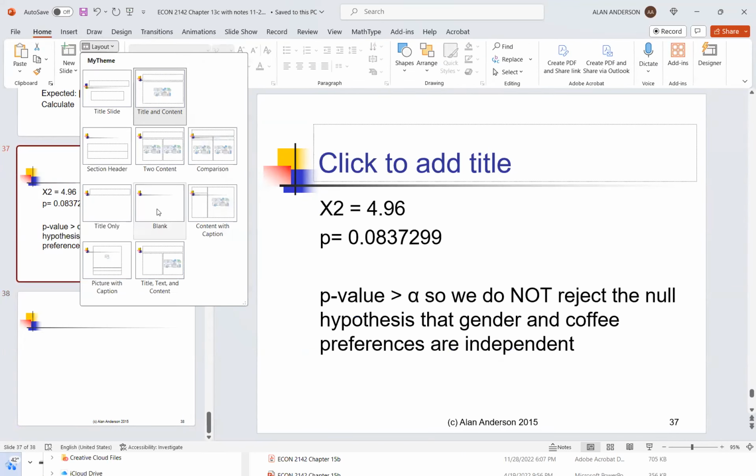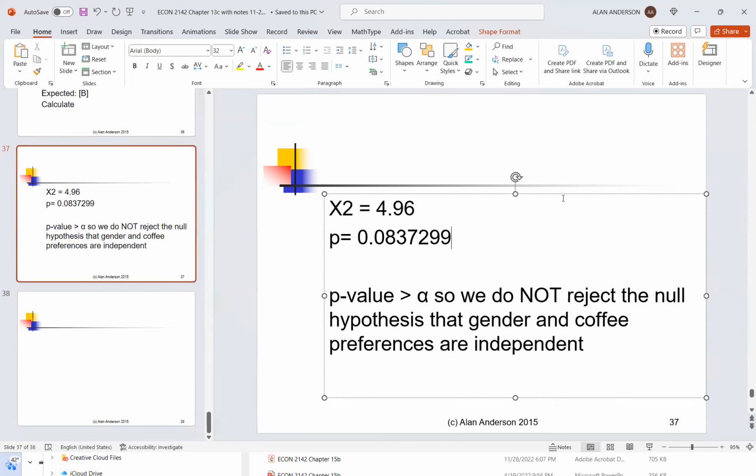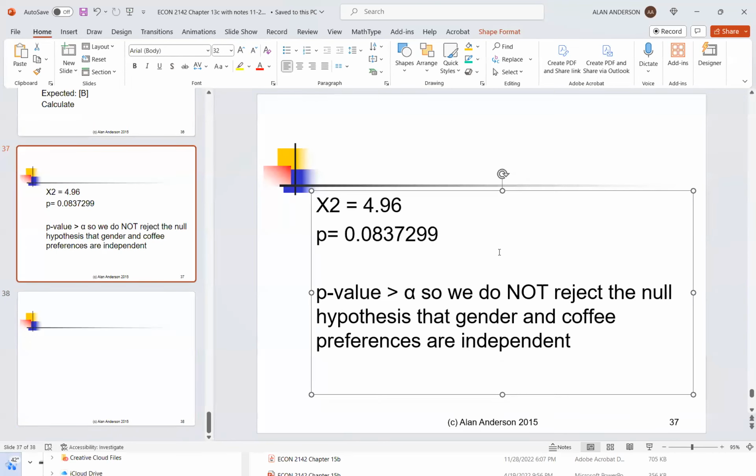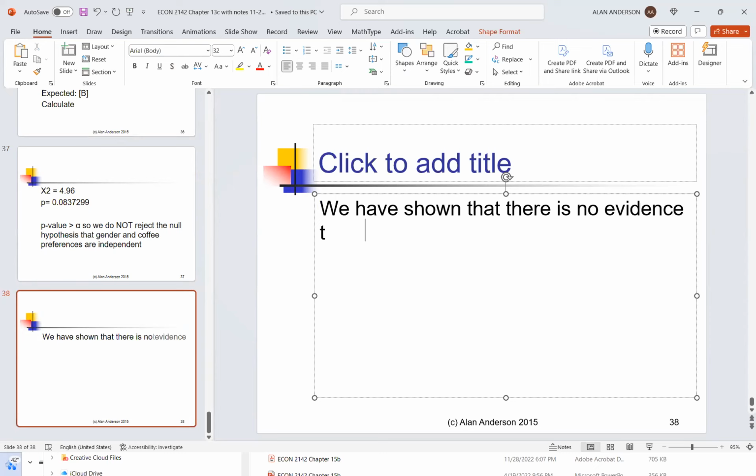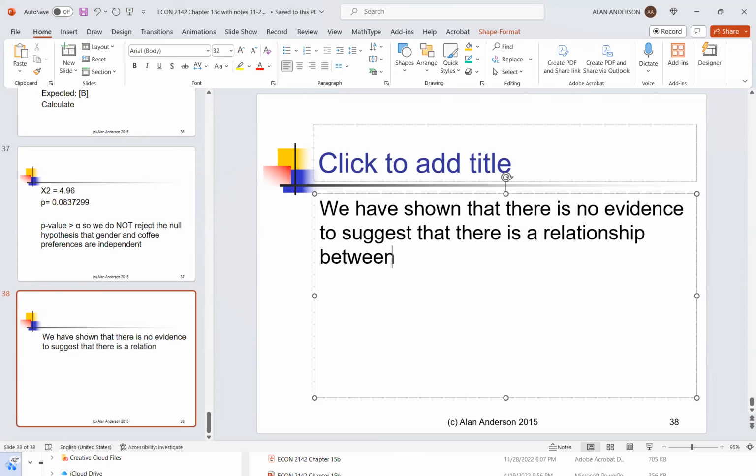Okay, or think about it this way, the same proportion of men and women like the Komodo dragon and the other two flavors. So we have shown that there is no evidence to suggest that there is a relationship between gender and coffee preferences.